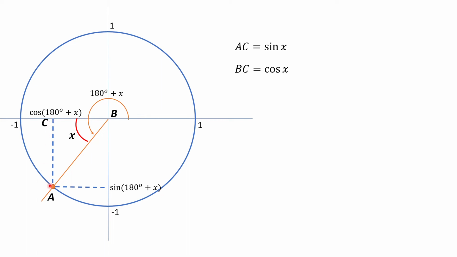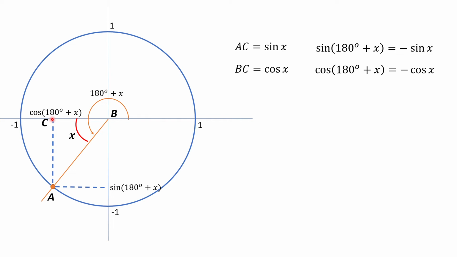And also notice something different, that the vertical coordinate of point A is actually negative, while AC is positive. So really what it means is that sine of 180 plus x will be minus sine x, and cosine 180 plus x will be minus cosine x.